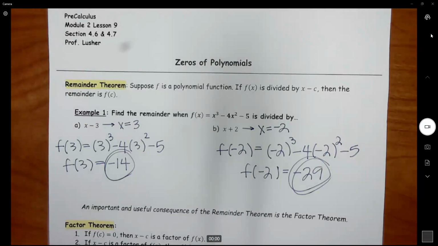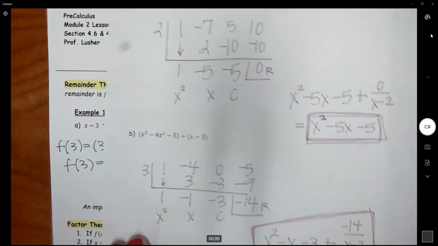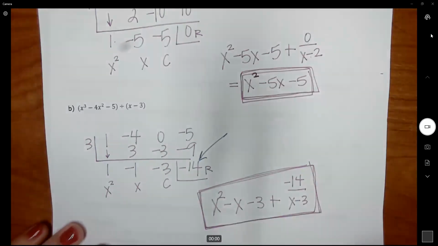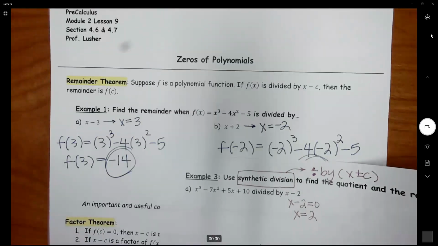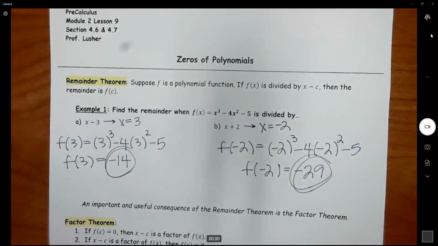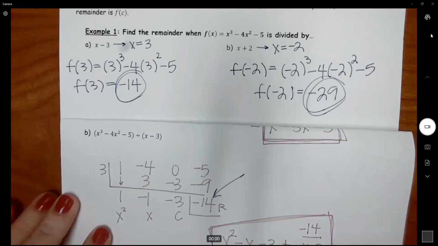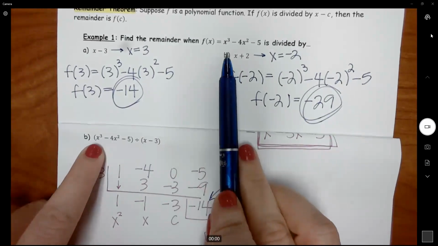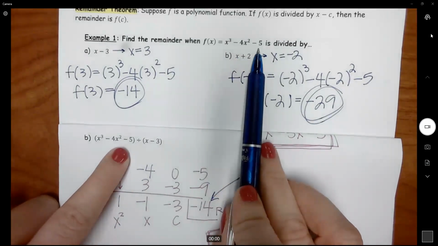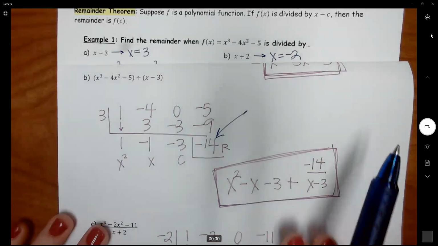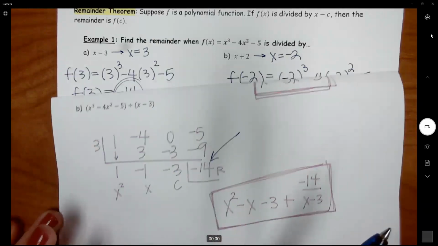So again, from the previous lesson, if I was to use synthetic division here, this is what we would get. Well, actually, that is the problem. What do you know? Okay, this is cool. Sometimes I even amaze myself, guys. Right here, we did x cubed minus 4x squared minus 5 divided by x minus 3. When I used synthetic division, that's exactly what I got my remainder to be.